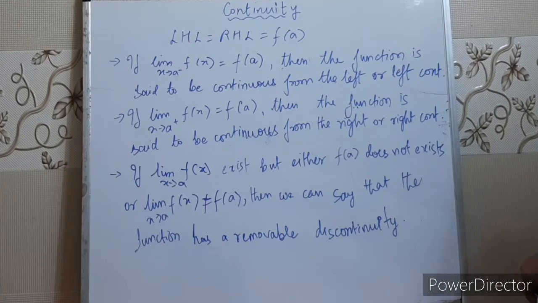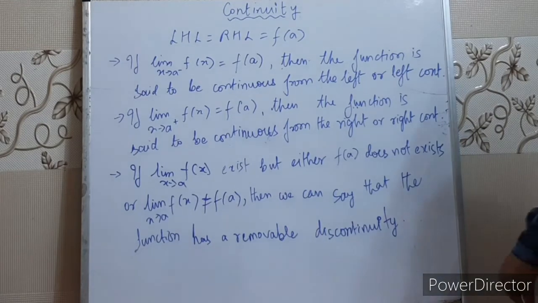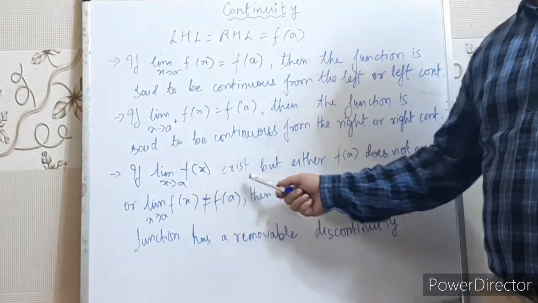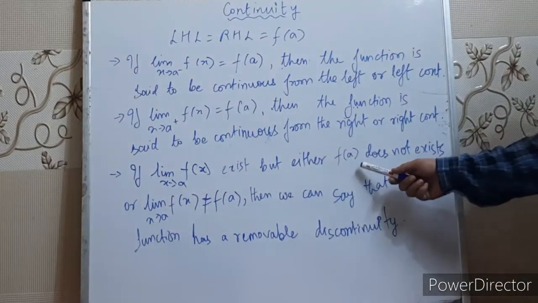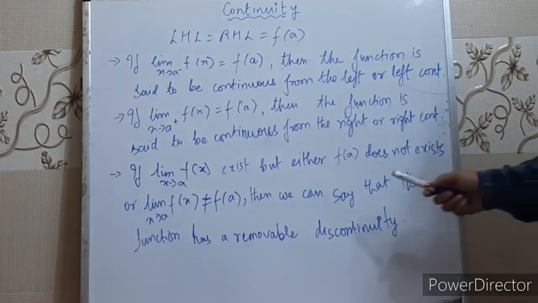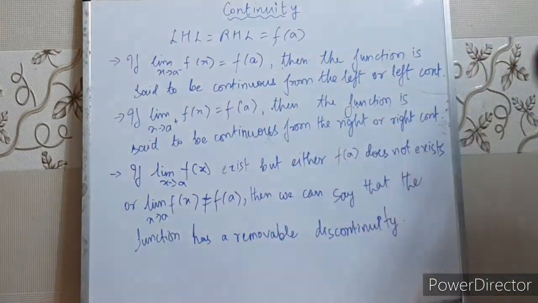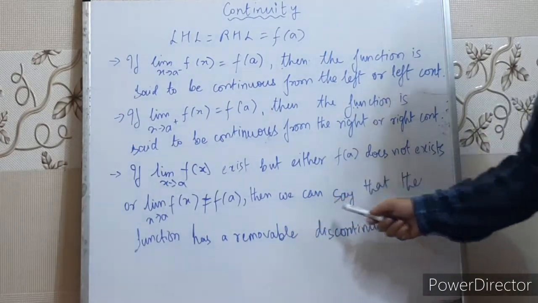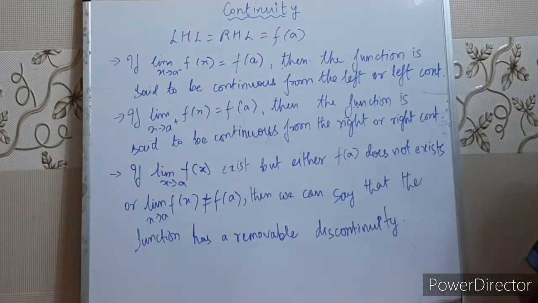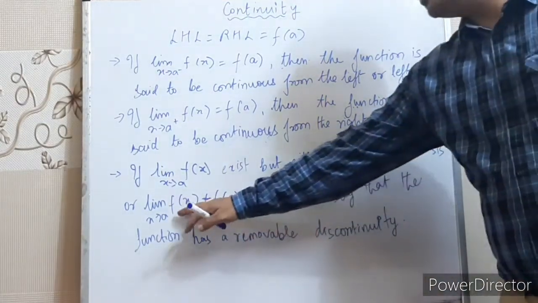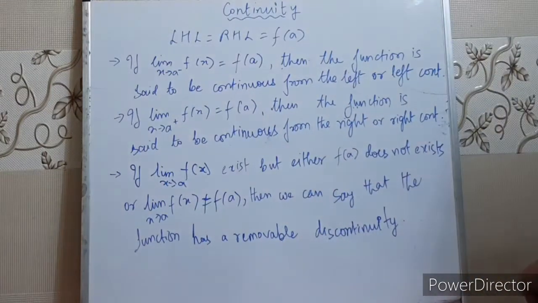Right, children? And if you see that the left hand limit is equal to the right hand limit, or the limit of the function exists, but either f(a) does not exist or the limit is not equal to the function, as we have seen in the previous example, then we say that the function has removable discontinuity. That means we can remove the discontinuity by making this limit equal to the value of the function. Right, children? Note down, please.